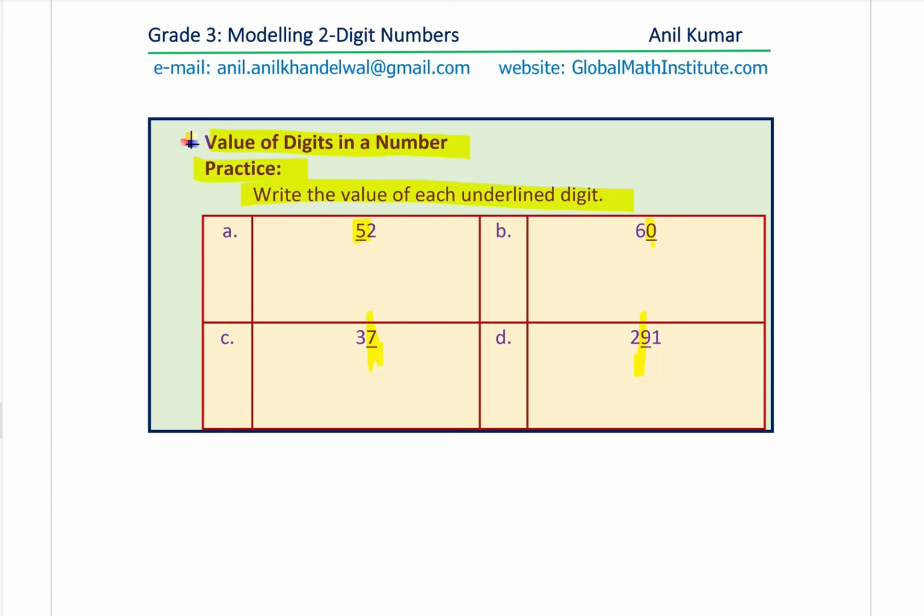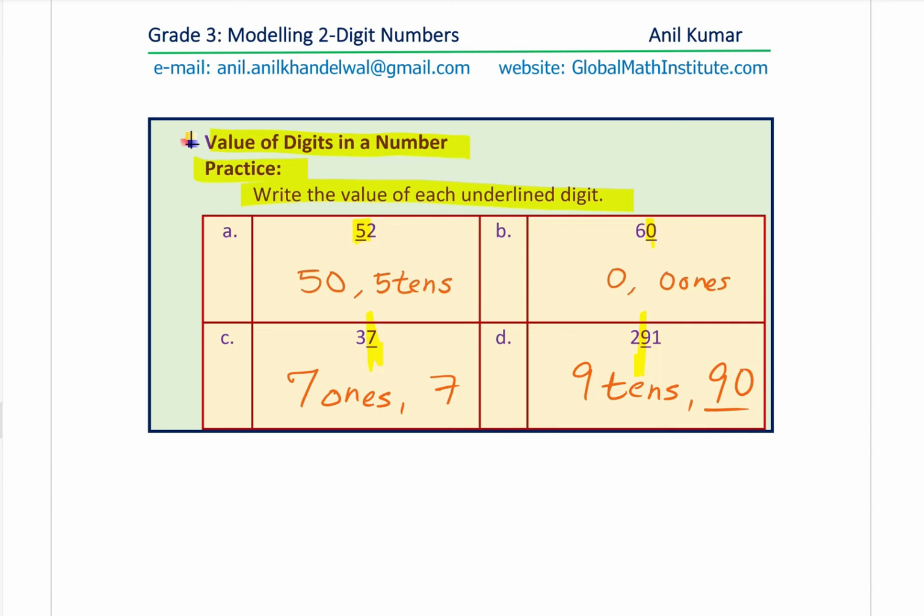So the value of 5 here is 50, which is the same as 5 tens, correct? Value of 0 is 0 or 0 ones, right? It is just 0. Here it is 7 or 7 ones. You can write 7. And in 291, the 9 is 9 tens or the number 90. So the value is 90 for the 9 in the second position, right? Which is the tens position. Now you get it?